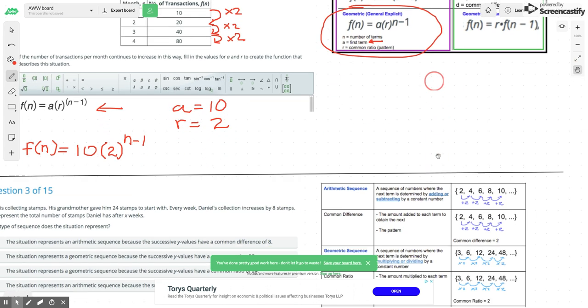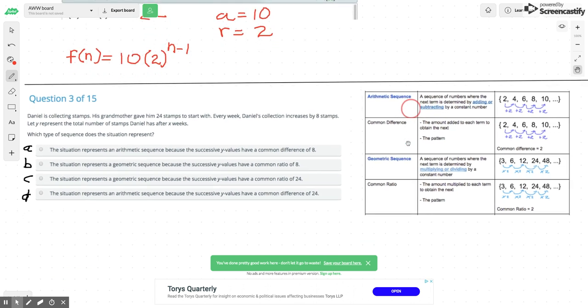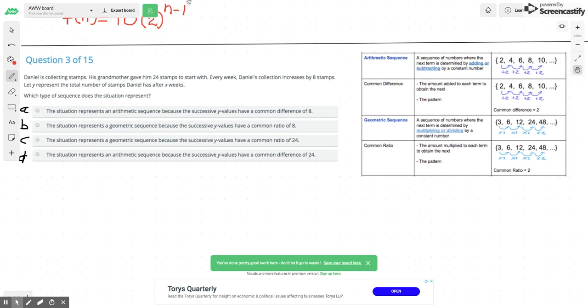And finally, question 3. Okay, let's look at question 3. Daniel is collecting stamps. His grandmother gave him 24 stamps to start with. So this is the initial value. Every week, Daniel's collection increases by 8 stamps. Let y represent the total number of stamps Daniel has after x weeks. Which type of sequence does the situation represent?